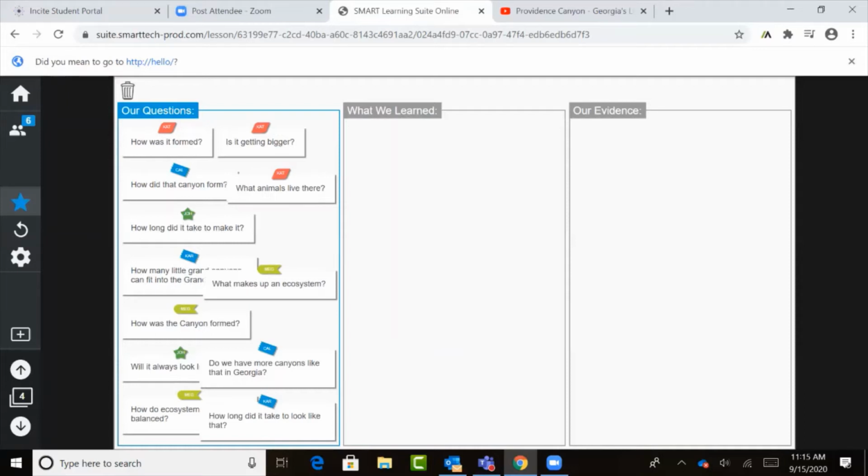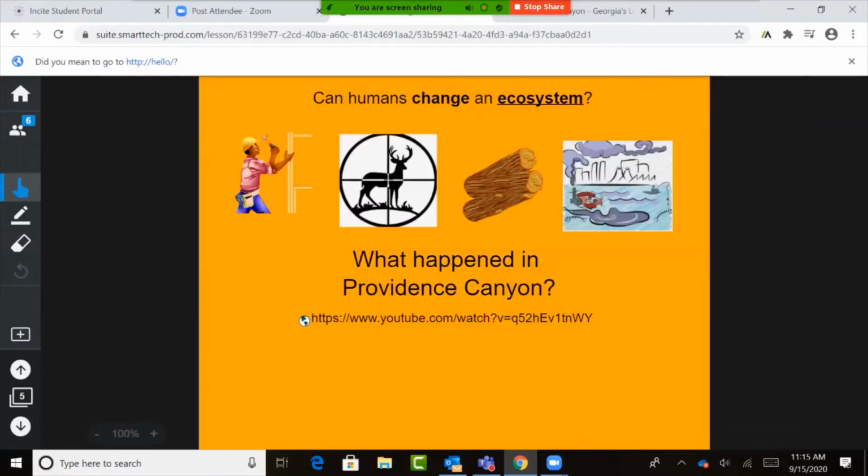Very good. You know, the next step for us is to kind of look at our questions, and we're going to do some research today to see what we can learn about how this canyon is formed and why it happened. And then we're going to add our evidence to support our answers after we learn a little bit about Providence Canyon today. We're going to come back to our questioning board. All right, so can humans change an ecosystem? That's what we're going to narrow down today and try to figure out what happened in Providence Canyon.